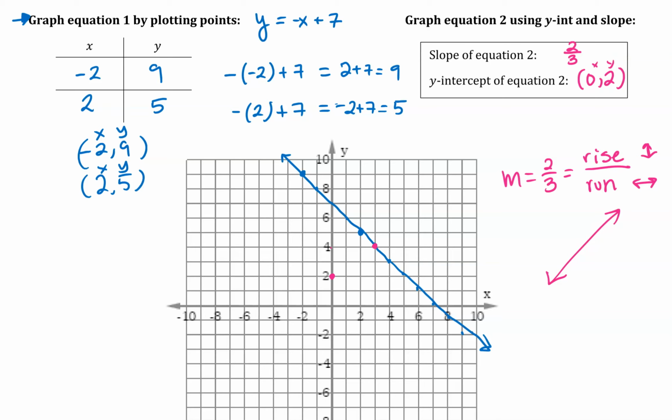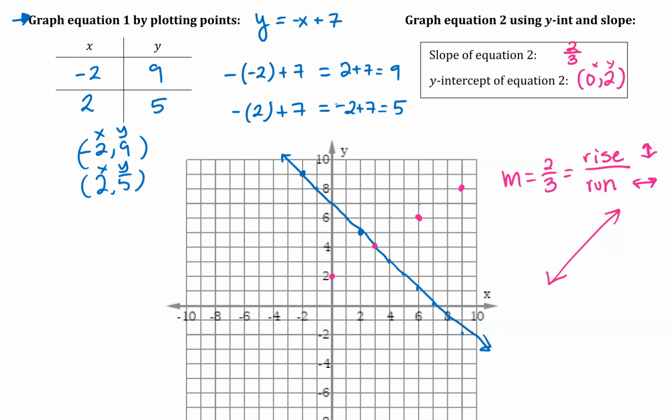But let's keep drawing our line. Let's keep doing the equation 2 here. So rise 2, over 3, 1, 2, 3. Then my next point there looks like it's at 6, 6. Let's do that one more time. Up 2, right 3. My next point looks like it's at 9, 8.